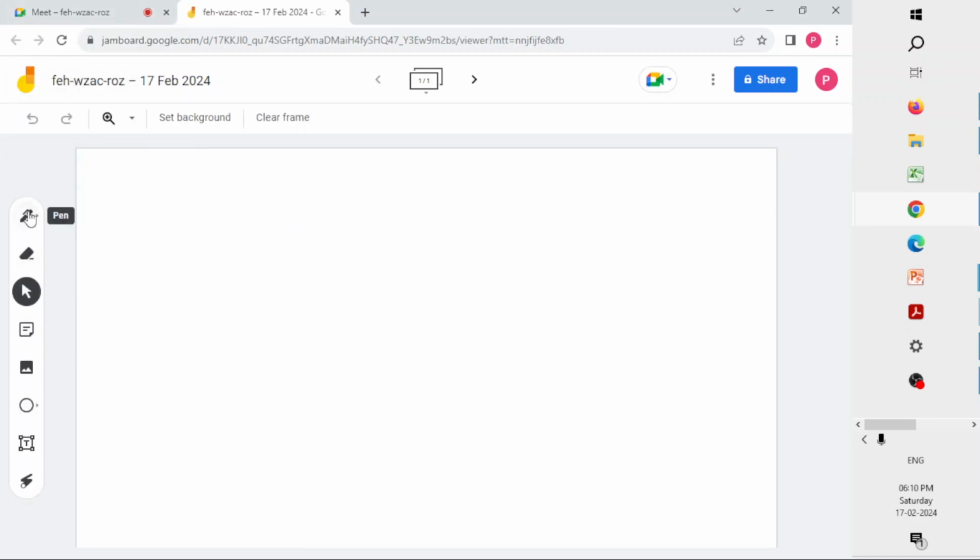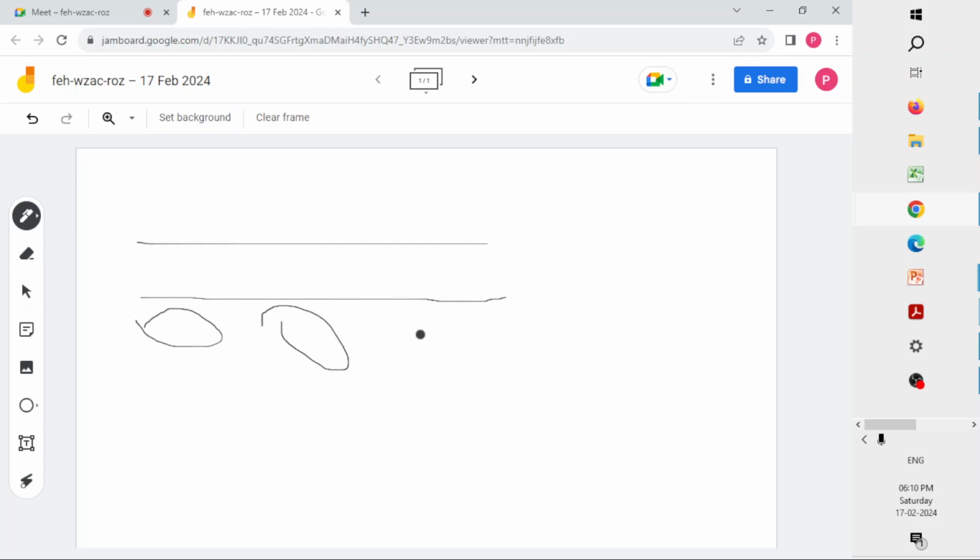I hope you are able to see my Jamboard. So this is one, and in the other design, here you have the absorber plate, and here you have your absorber tubes. So this is a one cover system, whereas in our case we have a total of 2 covers.